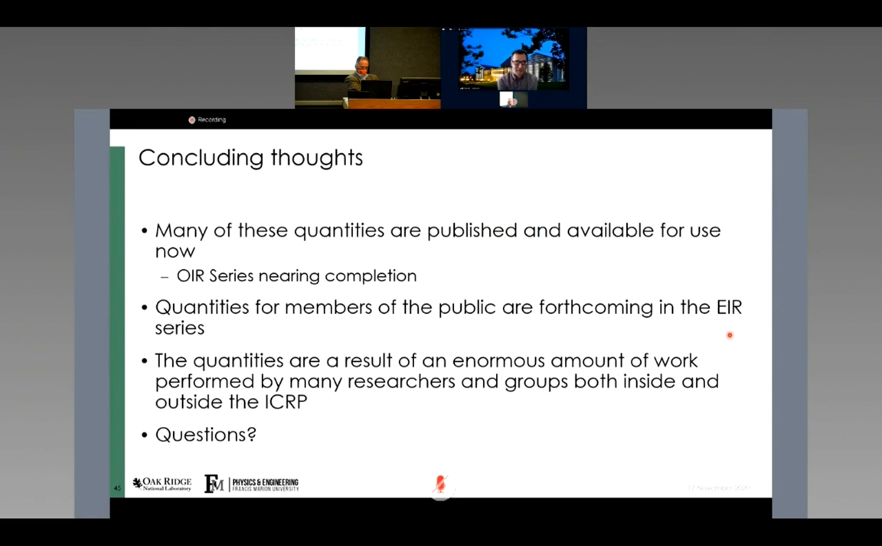So my last slide, concluding thoughts. Many of these quantities are already published and available for use now. The OIR series in particular is nearing completion. The first 4 parts are already published. The last part will be published soon. Quantities for members of the public are forthcoming in the EIR series. And the quantities are a result of an enormous amount of work performed by many researchers and groups, both inside and outside the ICRP. And with that, I'll stop and take your questions.